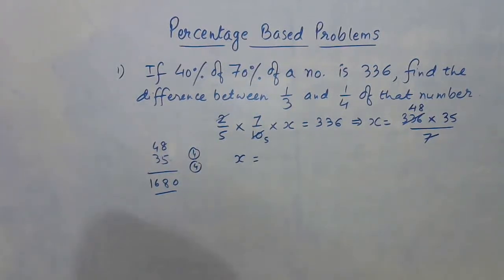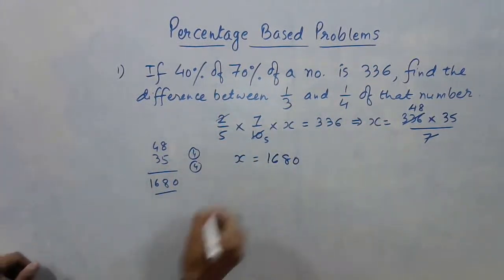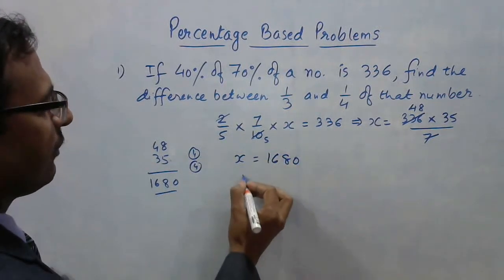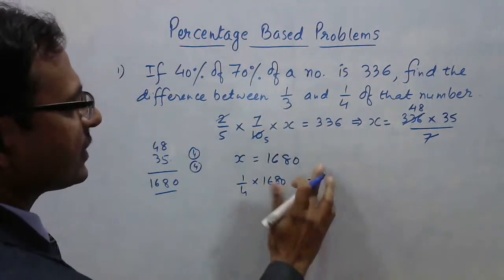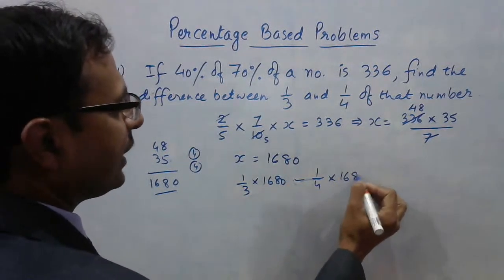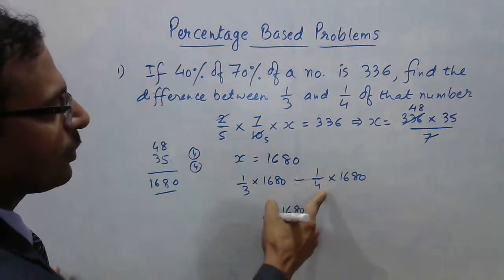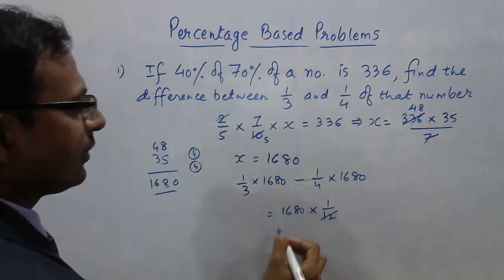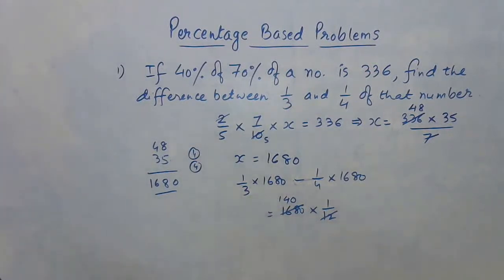And now we need to find the 1/4 and 1/3 of this number. So what is the difference between 1/4 of this number and 1/3 of this number? 1/3 is first, so we will write this as 1/3 and 1/4. Now you don't need to find them separately. Just take 1680 common and you have to multiply by the difference of 1/3 and 1/4, which is 1/12. So just strike off this. 12 ones are 12, 48. 12 fours are 48 and 0. So the difference comes out to be 140.